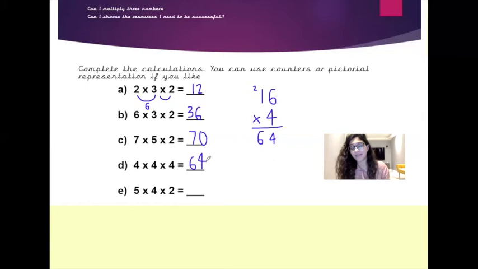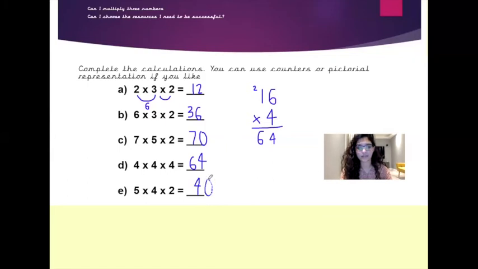Last but not least, we have E. So 5 times 4 times 2. So 5 times 4, we know our 5 times tables. 5, 10, 15, 20. And then 20 times 2, which is just double 20. And double 20 is 40. Amazing.